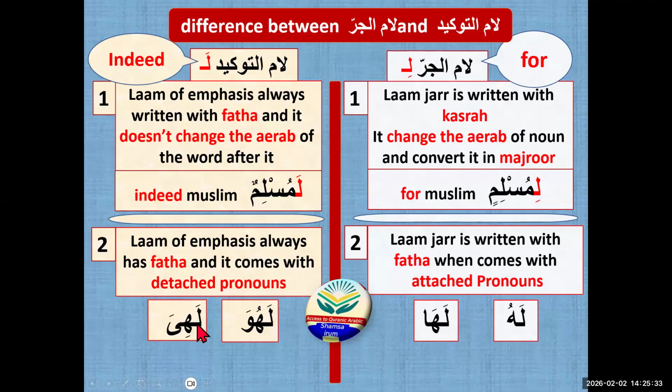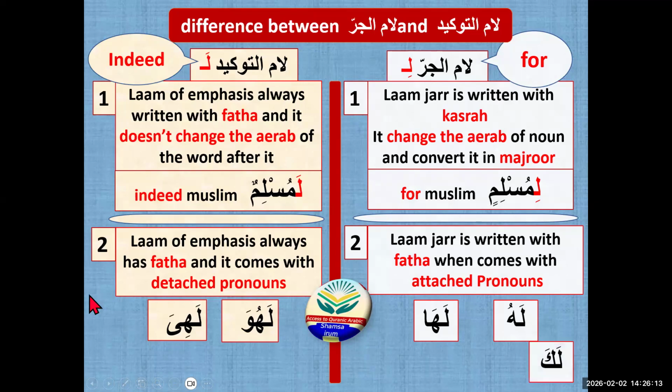Now it's not a lam of jar, because these independent pronouns or detached pronouns are always in marfu state, and when lam of jar comes, the pronoun after it should be in the jar state, not in the marfu state. Okay, Luhuwa. I know that all these detached pronouns, all the zamir munfasil, are always in marfu state. They are always in nominative case. So that's why we can differentiate them easily: this lam tauqeed comes with the marfu pronouns, not with the majroor pronouns. Okay.